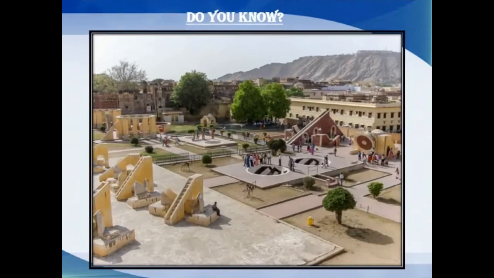Do you know, students? This is Jantar Mantar astronomical observatory. Maharaja Sawai Jai Singh II, the king of Jaipur, Rajasthan, was a great astronomer, mathematician, and architect. He built 5 astronomical observatories called Jantar Mantar at Ujjain, Varanasi, Jaipur, Delhi, and Mathura. The one at Mathura doesn't exist today, but one can visit the other 4.